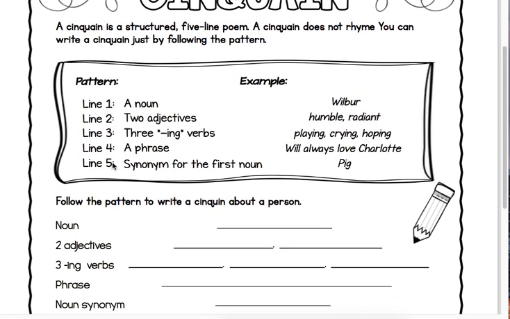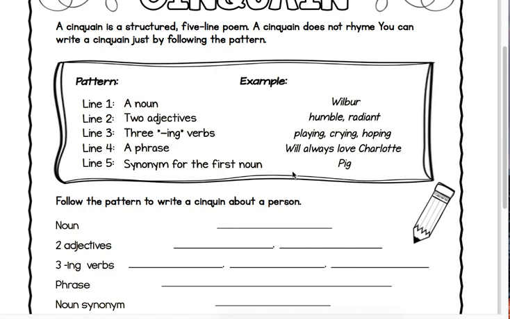It's 5 lines. The first line is a noun. That's a person, place, or thing. The second line is 2 adjectives sort of describing that person, place, or thing. Line 3 is 3 ing verbs. Line 4 is a phrase. And line 5 is a synonym for the first noun. A synonym is a word that means the same thing.